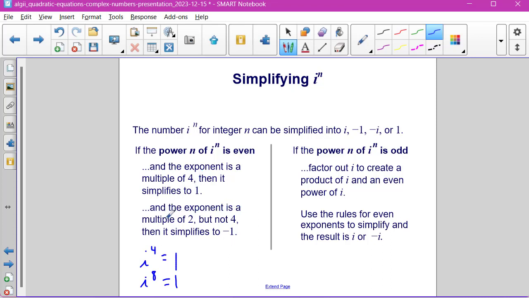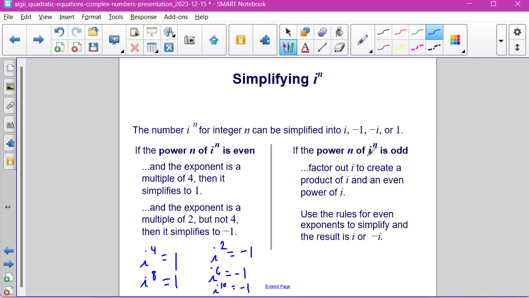If the exponent is only a multiple of 2 but not 4, then it simplifies to -1. So when we had i to the 2nd power, that's -1. When we had i to the 6th power, that was also -1. If you go up a little bit further and do i to the 10th, that will also equal -1, because it's an even exponent, but the exponent is not a multiple of 4.